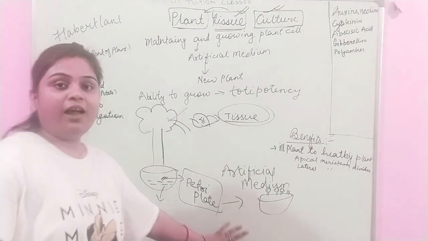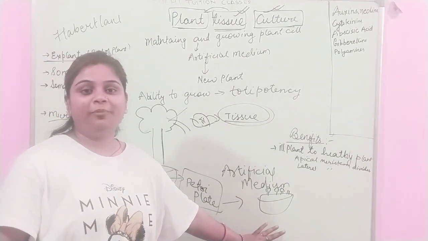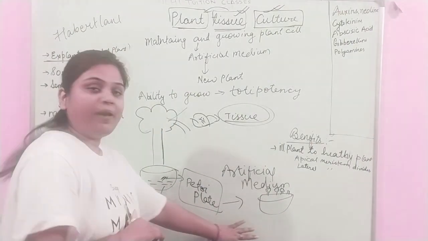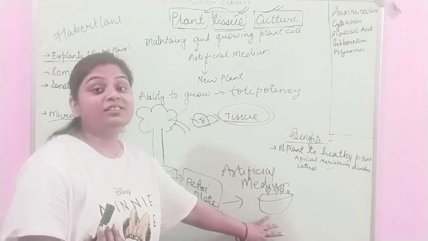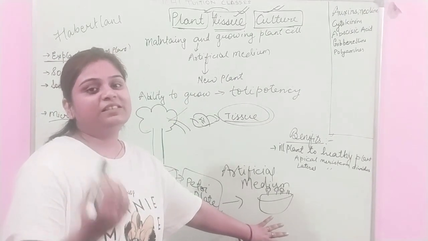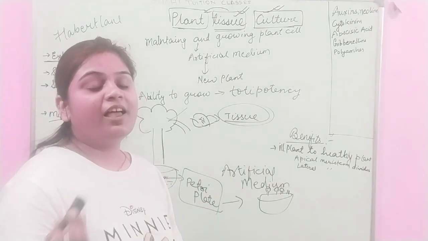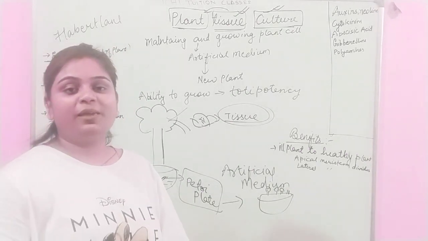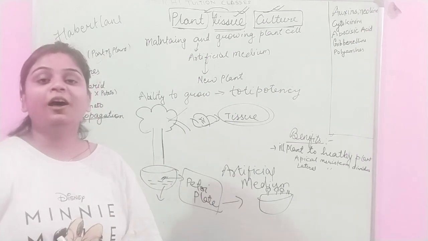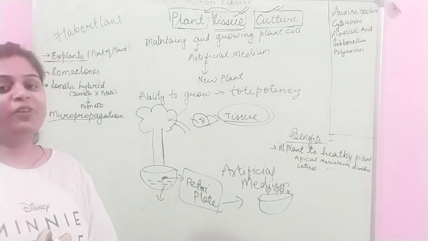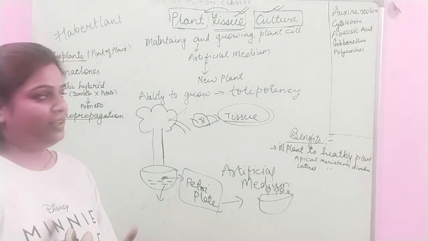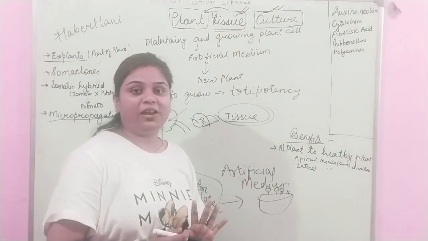hundreds of plants in the artificial medium in the lab, so that the plants have increased their variety, their species, and their numbers, in a good variety with a good yield, and that plant is ready to be cultivated in the soil or in the field. So automatically the yield will be what? Increased. So coming to its benefits.